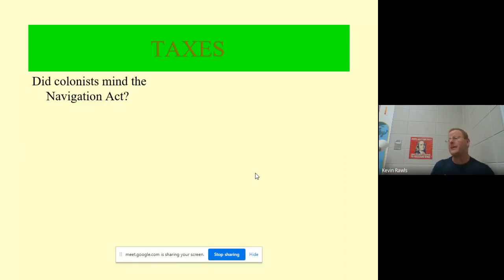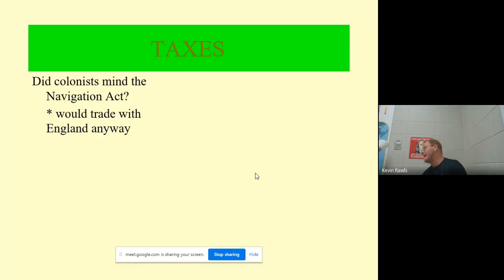All right. So Navigation Acts, they didn't mind it anyway, because they're going to trade with Great Britain, they're going to trade with England anyway. It's the most prosperous country. It's where you can get the best materials, the best prices. So they're going to trade that way with them anyway. And the smuggling allowed them to get other stuff in when they needed to without paying those taxes. All right. So you have that going on.